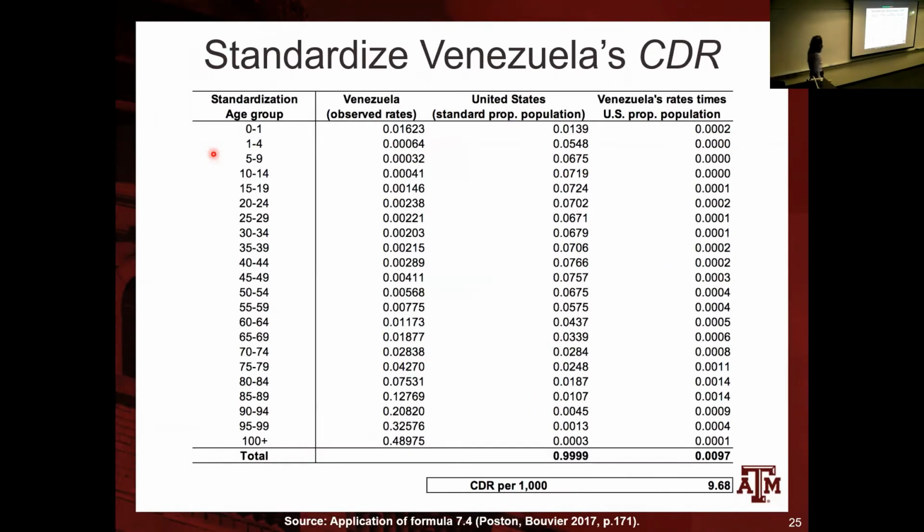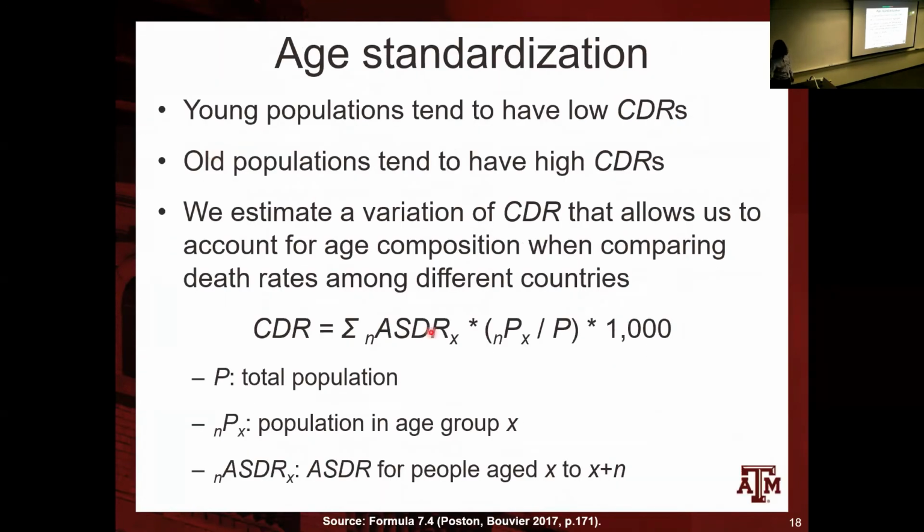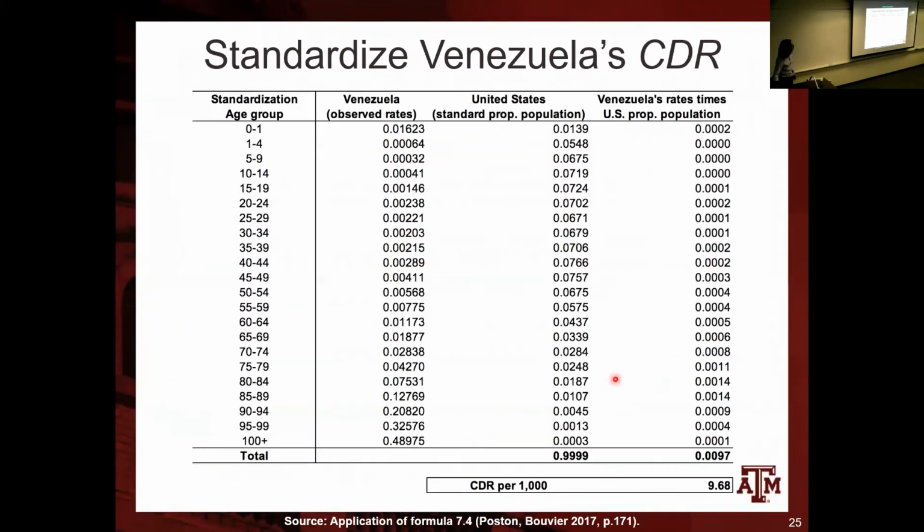This exercise here, in the first table, I follow the same procedure that applies in that formula, 7.4, that appears on page 171 of the textbook. So this formula here appears on page 171 of the textbook. So I just follow that same exercise.